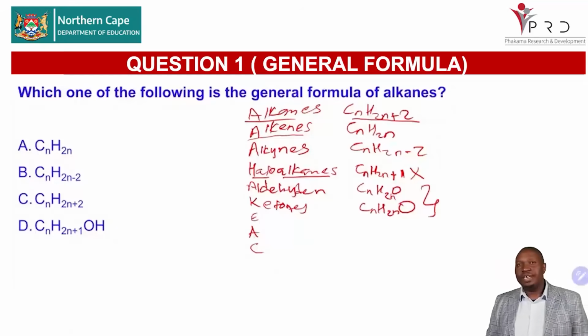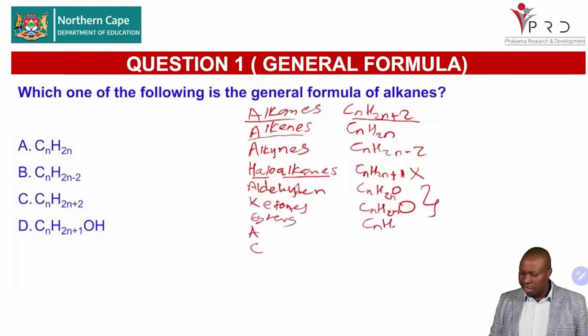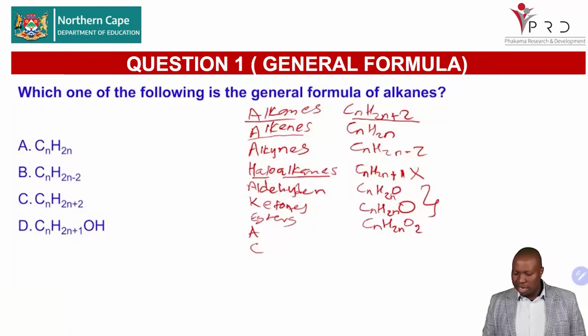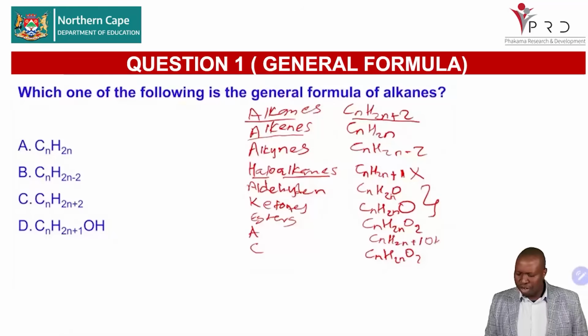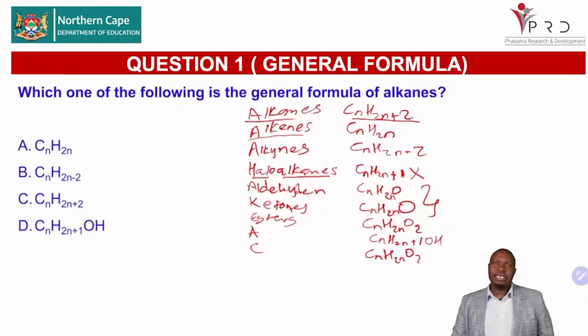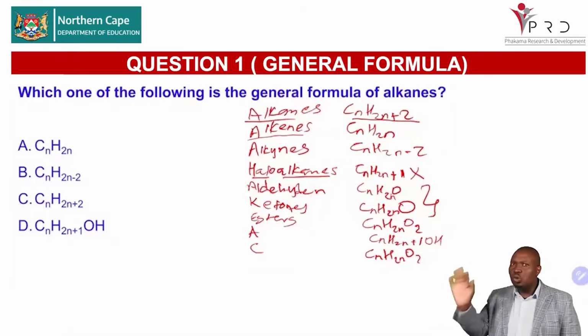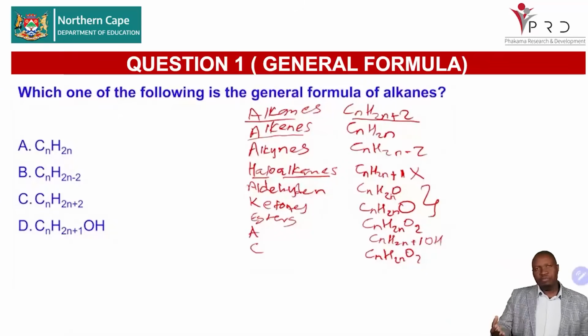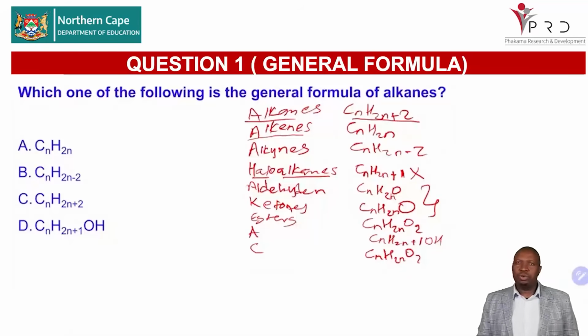And then we have what we refer to as esters. For esters, we are now talking about 2 oxygens, CnH2nO2. The same with carboxylic acids, CnH2nO2. So what am I saying? I'm saying that alcohols have CnH2n plus 1 OH. Don't forget the 1, because if you just write OH, it becomes wrong. So those are the general formulas, and definitely the expectation is that you know all of them, because if you find any question that wants you to use them, you are able to do that.